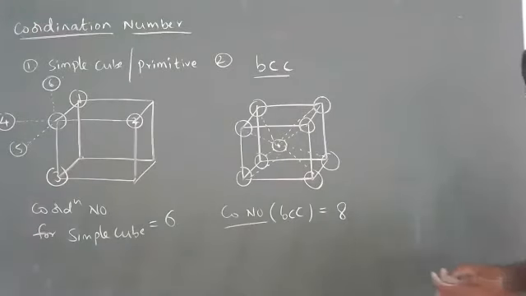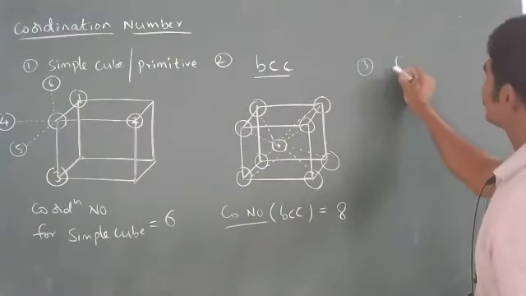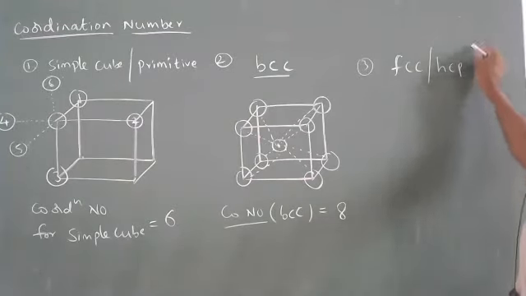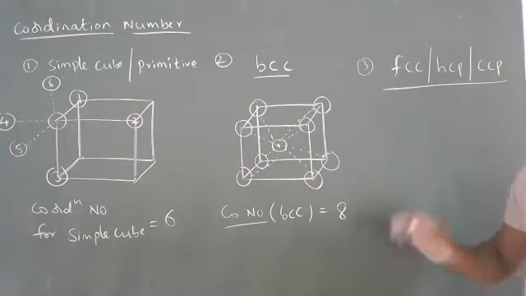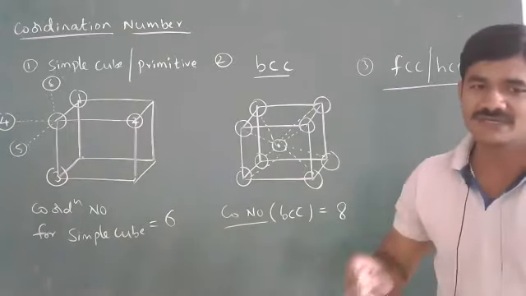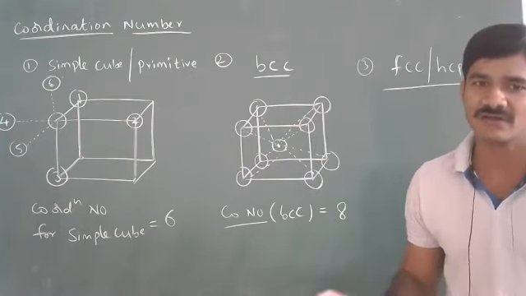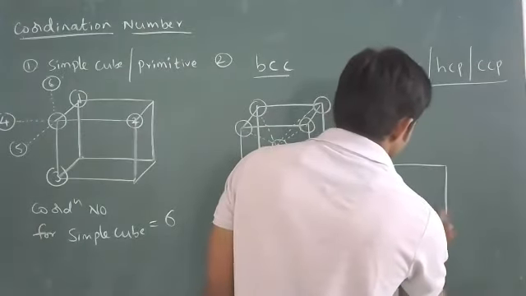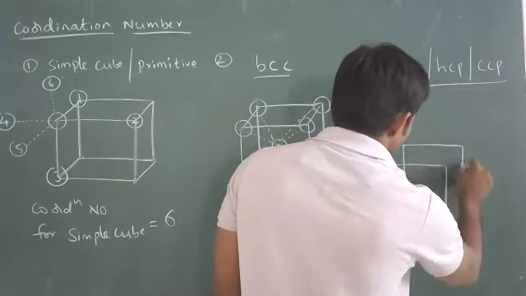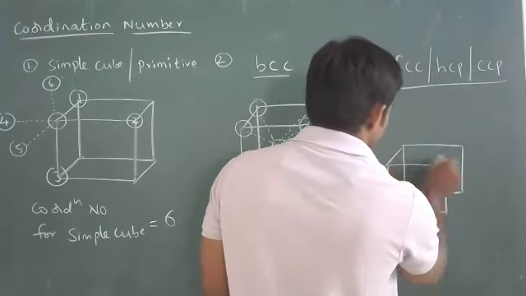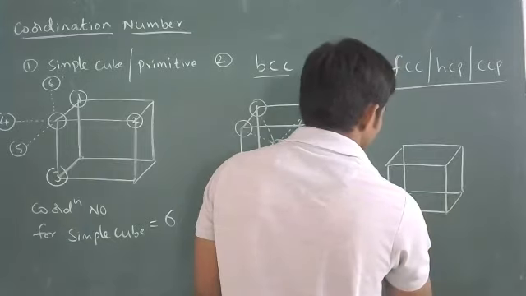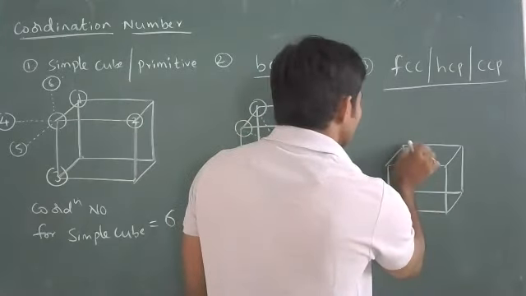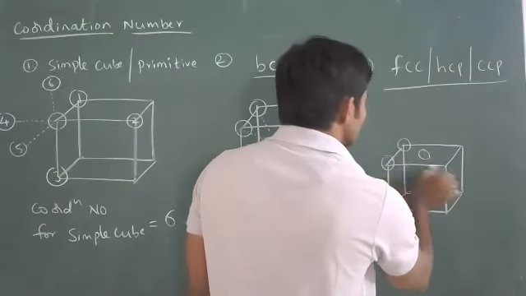Okay, now let us take the third one, FCC. FCC, HCP, CCP, 3 are same. As I already told you, HCP, FCC, CCP, 3 are same. Then what is the coordination number of this? Let us take this. So this is one cube where we can find atoms in the face center and corners also.